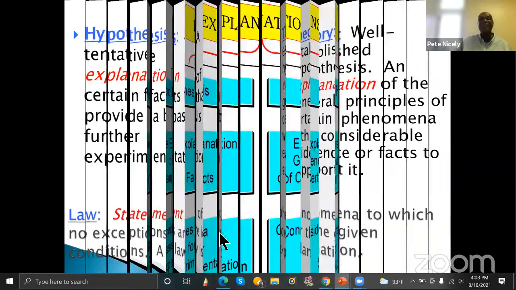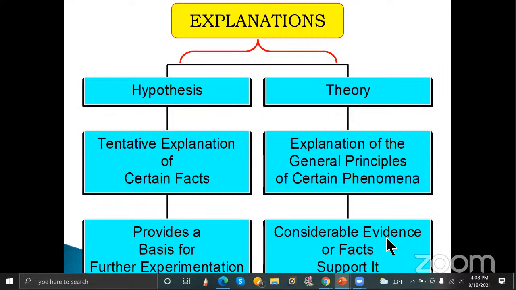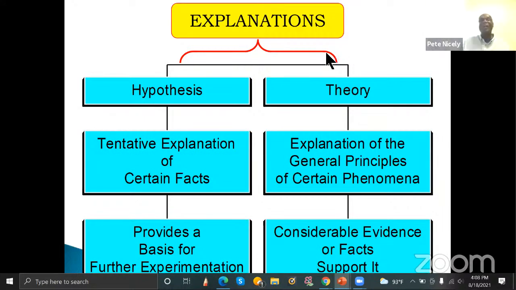Okay, and then the next slide is a side-by-side comparison, again, making the distinction between the hypothesis and the theory, right? So again, the hypothesis is a tentative explanation, which provides a basis for further experimentation. After experimentation repeatedly, you end up with the theory, which is an explanation, but it's based on evidence and facts to support it.